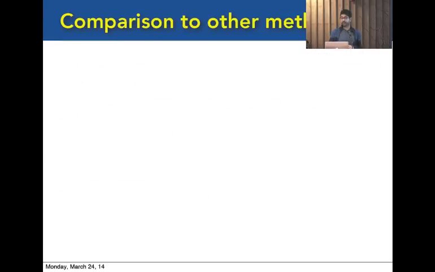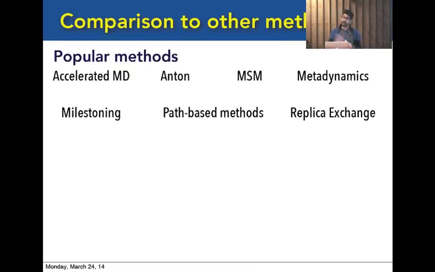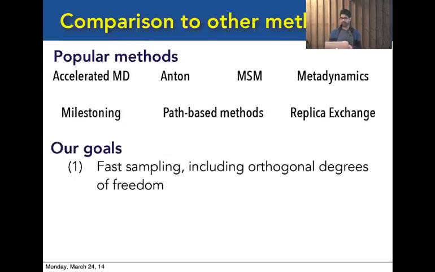And so in the context of those goals, it's useful to compare this to other methods that are available. There are many methods that we could talk about, and I put some of the usual suspects up here. It's interesting to think about what the strengths and weaknesses of these other methods are compared to the goals that I've laid out. So one of the first goals is that we want something that can really speed up our sampling.